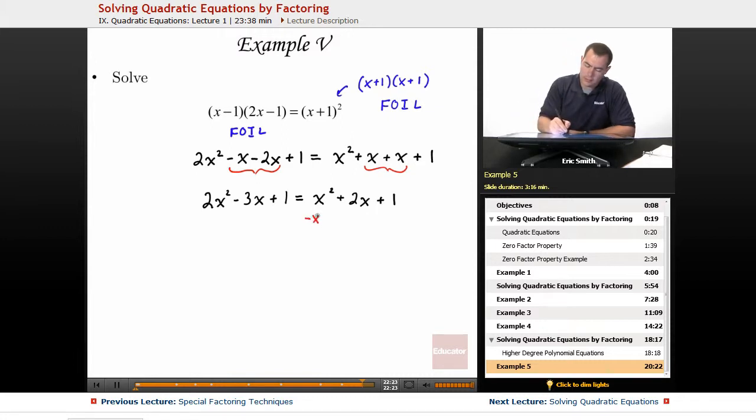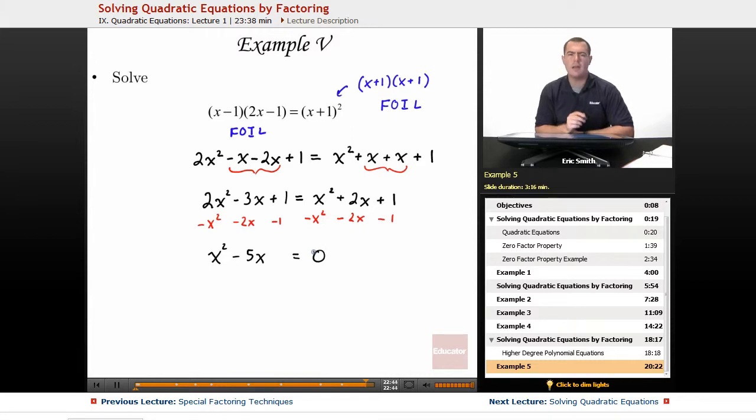I'm going to subtract an x squared from both sides. That will combine those ones. We'll subtract a 2x, and we'll subtract a 1. This will give us x squared minus 5x equals 0. And now this looks like a much nicer problem to solve. It even has a greatest common factor of x that I could take out from both of these terms.